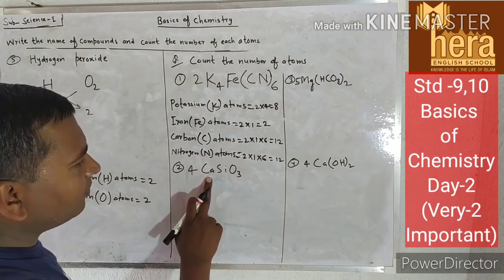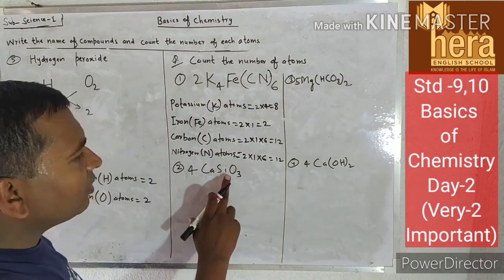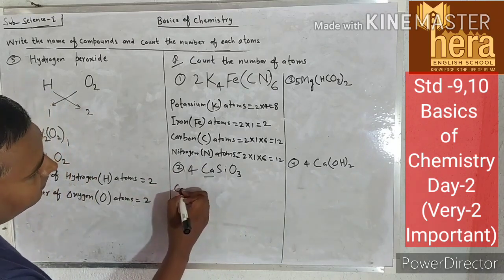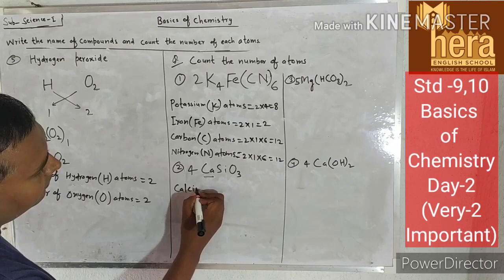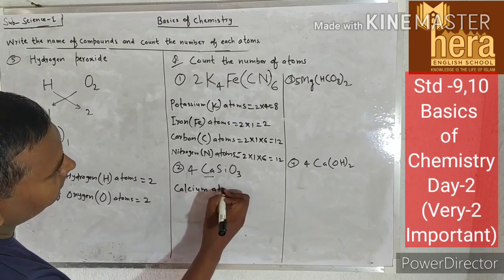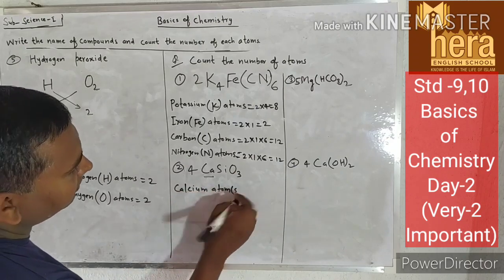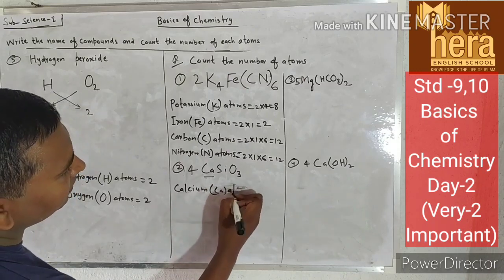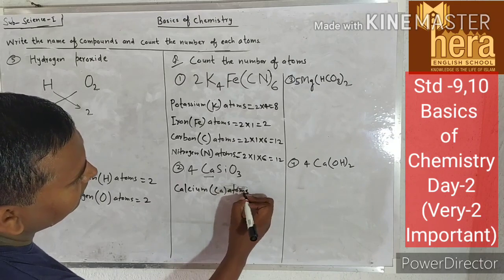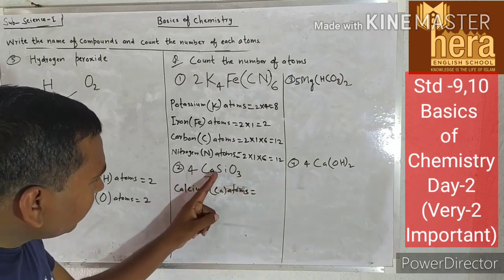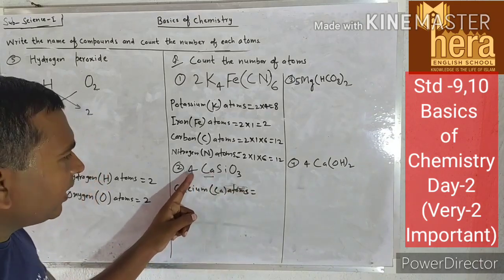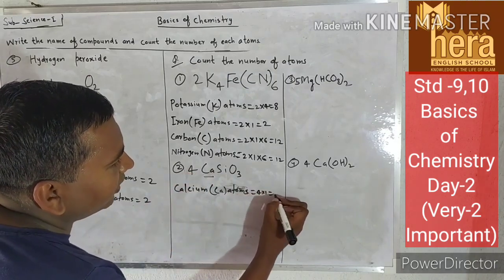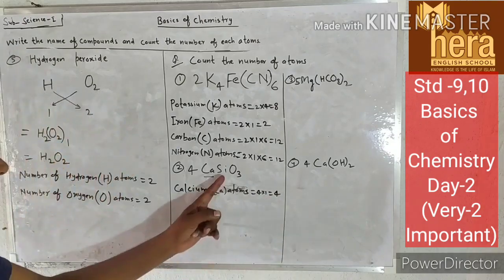Now in these molecules, Ca means calcium, Si means silicon, O means oxygen. So calcium, Ca atoms is equal to, see, here is 1 but here is 4, then 4 into 1, 4 into 1, that will be equal to 4. Silicon.